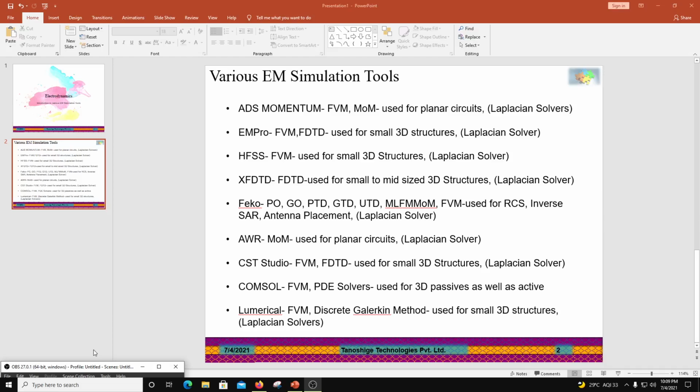In the next session, I'm going to start with AWR Momentum, and how to do things in Momentum. So this is for the next one.